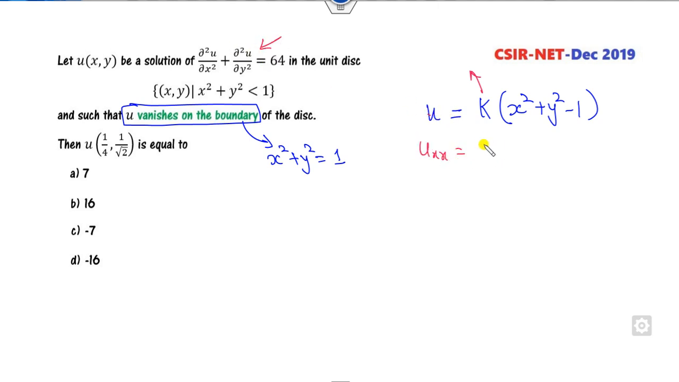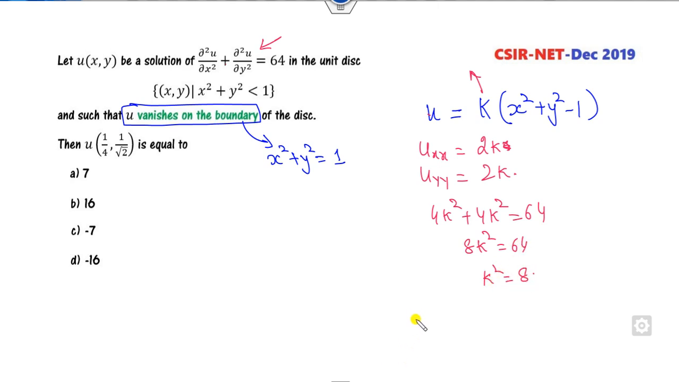What is u_xx? That's 2k. u_yy is also 2k. If you substitute, 2k plus 2k is 64, so 4k is equal to 64, k is equal to 16. So what is my solution? The solution will be 16 here.